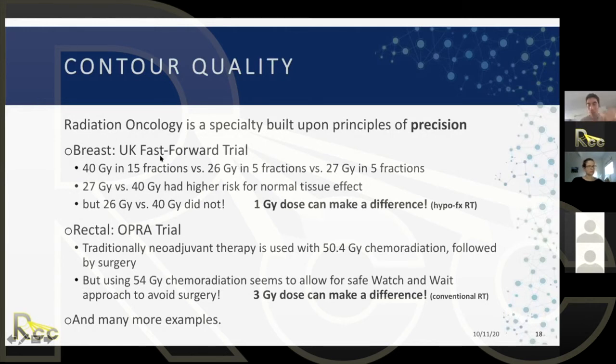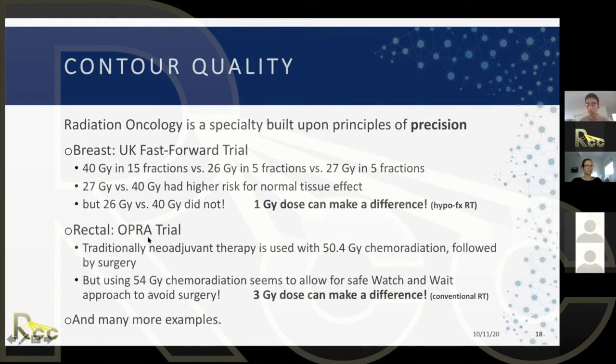But in the UK, they really like to test the limits. And you can see 27 gray versus 40 gray had higher risk for normal tissue toxicities. But 26 gray versus 40 gray had no difference. It's only 1 gray difference, but it was statistically significant. And I think this illustrates that even 1 gray of dose can make the difference.